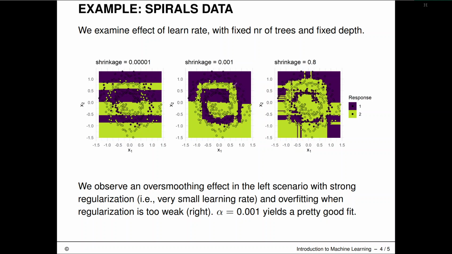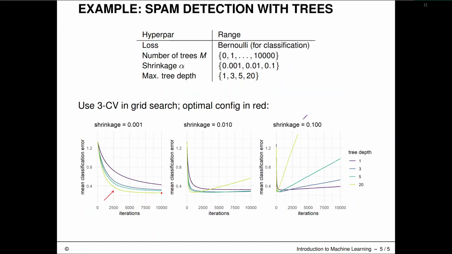With the medium shrinkage parameter, it works quite well. And here you see also pretty strong overfitting if we use these large step sizes. Here's a further example, which is a bit higher dimensional than just 1D or 2D. This is the spam detection data set. This is a slightly imbalanced binary classification data set with, I think, a few dozen features.